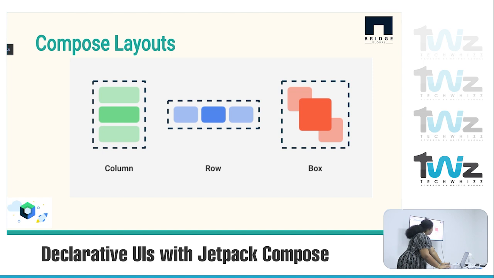And I'm going to the next slide. This is layout. Inside Compose, Android developers and mobile developers know that we have different types of layout. In an Android application, we have linear layout, constraint layout, frame layout, relative layout, etc. Likewise, in Compose, we have three basic layouts. They are Column, Row, and Box.